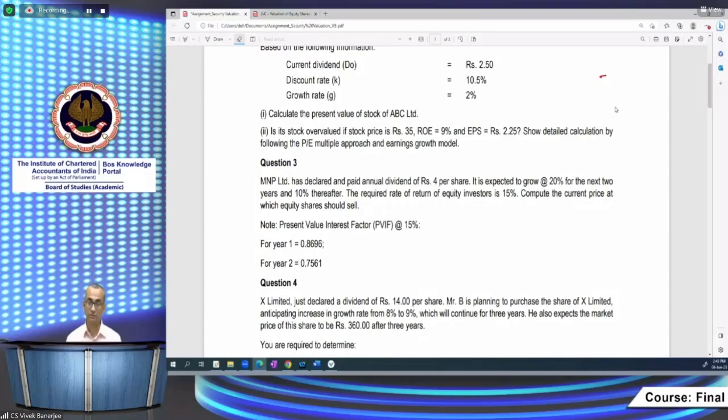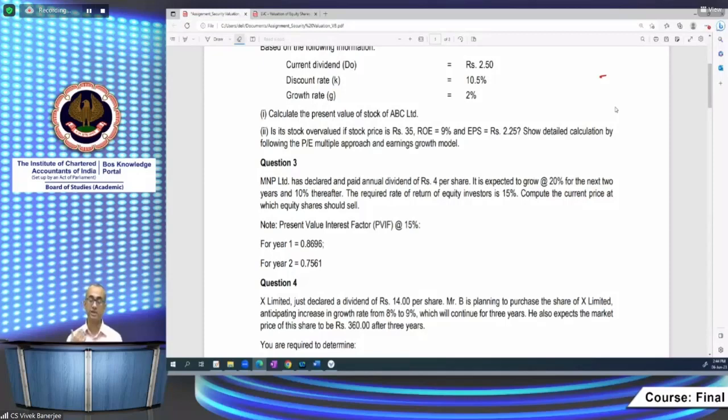How to solve this question? This question can be solved by following the two-stage dividend discount model. We have taken a question on this, an example also. The two-stage dividend discount model will be followed in this situation. So 20% for the first 2 years, then 10% thereafter means the infinity formula will be applied from the third year onwards. The required rate of return, cost of equity capital, the discount rate is given, which is 15%. And you have to compute the current price at which the equity share should sell.